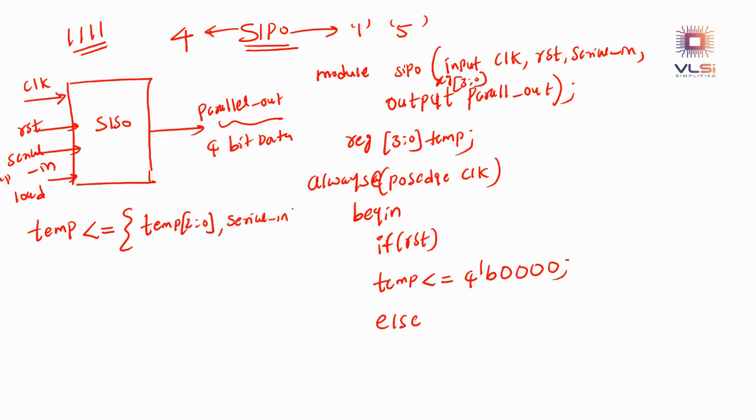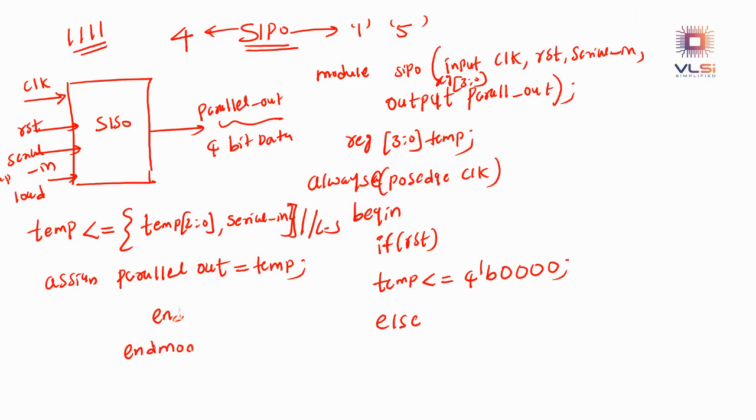Okay, and assign parallel out. Parallel out equal to temp, and end module. Okay, so this is the Verilog code for SIPO.